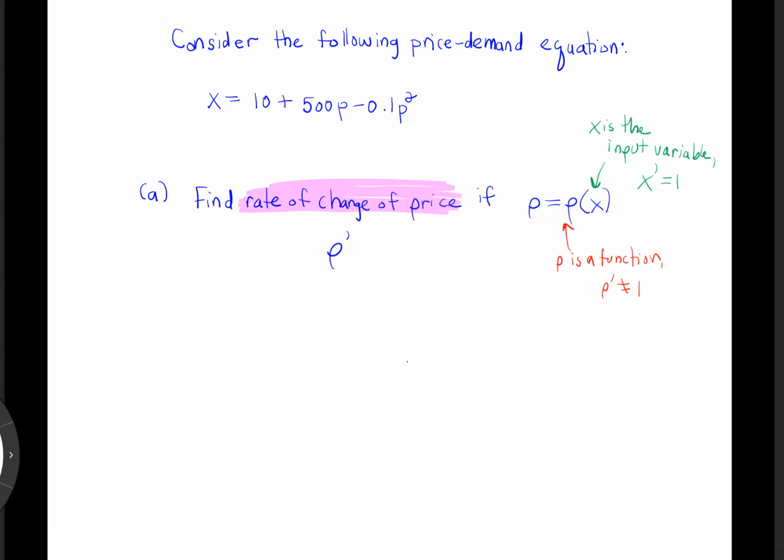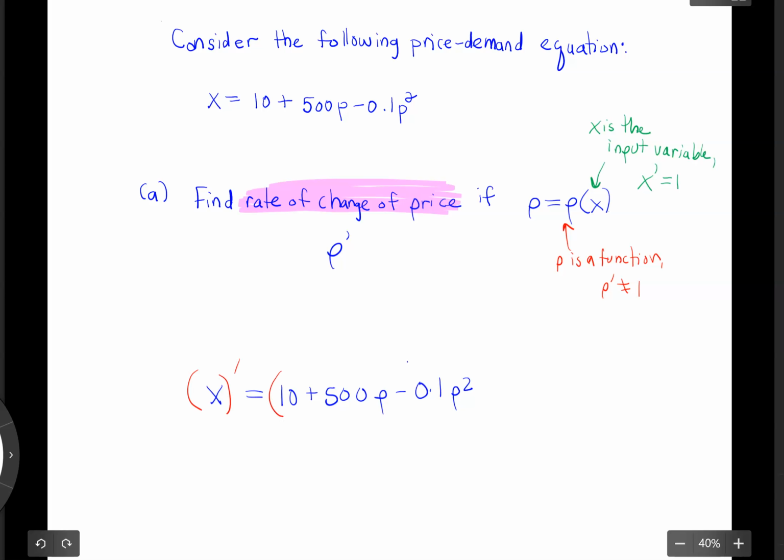Well, from reading the notation, I can see that x is the input variable. So if I take the derivative of x, it's going to be 1. The derivative of a normal everyday variable is 1. And p is a function, so the derivative of p would not be 1. I'll just record it as p prime. So same equation, I still take the derivative of every single piece on both sides. So the derivative of x, but x is a variable, so the derivative of x is just going to be a 1.